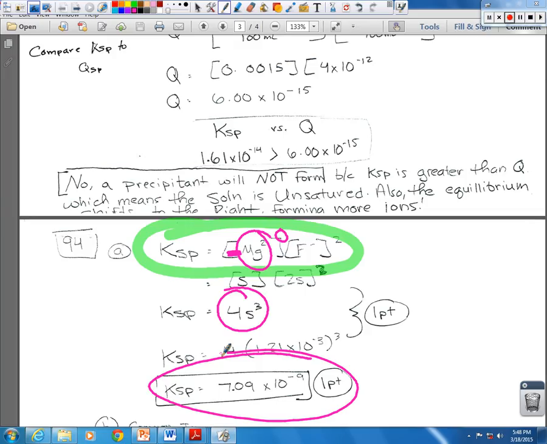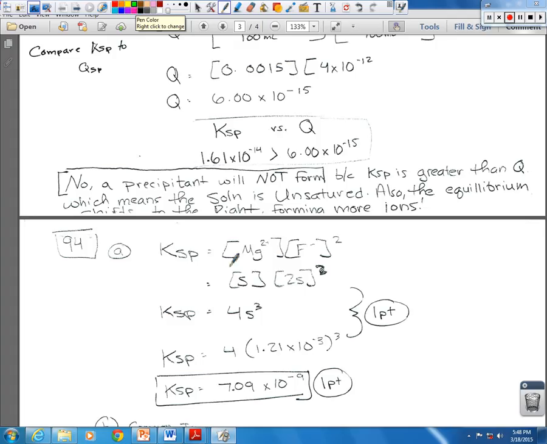Because here's kind of the way I would have done it. Let me change colors. I know that this one was 1.21 times 10 to the negative third. I know this one was 2.42 times 10 to the negative third. And so I would have just squared that one. And so you come up with the same answer. Okay? Or you can do the 4s cubed thing.